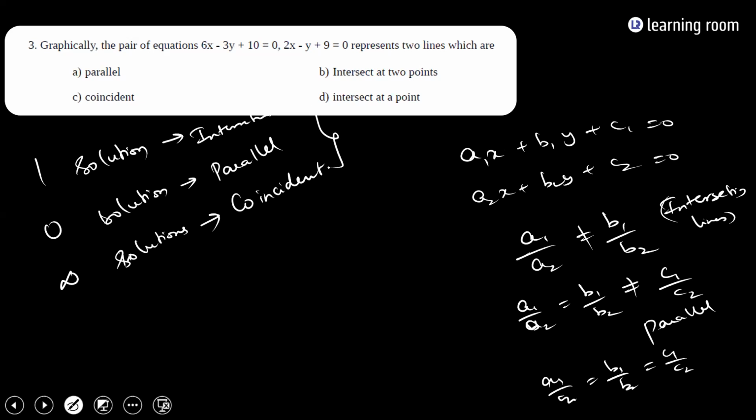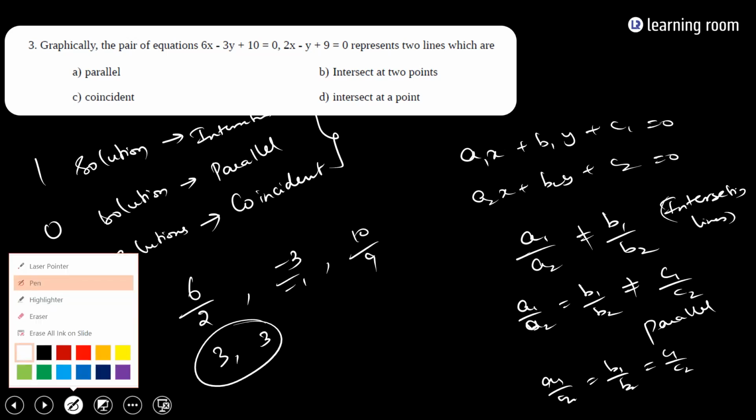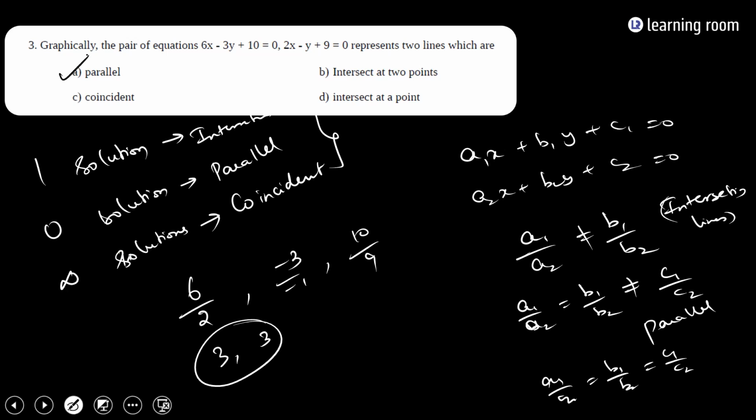They can ask in this language also. So having this in mind, can you tell me what do these pair of linear equations represent? They are parallel lines. A1 by A2 is equal to B1 by B2, not equal to C1 by C2. Yeah, parallel. Simple.